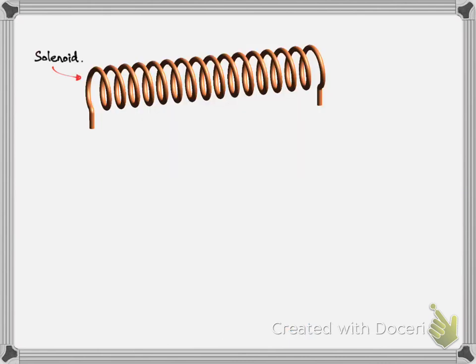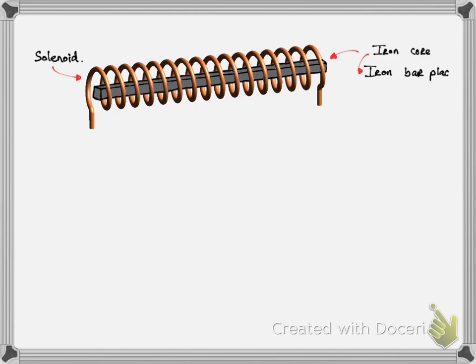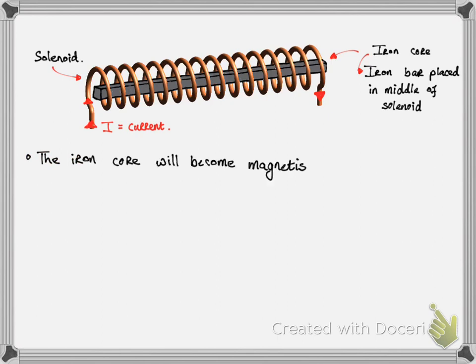So, imagine now you have a solenoid and you decided to put a metal bar in the middle of it. Or an iron bar, should I say, in the middle of it. This would be an iron core. So an iron bar is placed in the middle of our solenoid. We again have a current running through it. The iron core will become magnetized when the current flows through the solenoid.